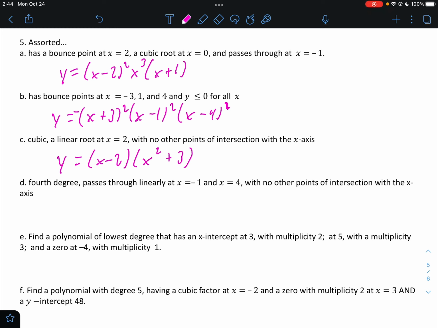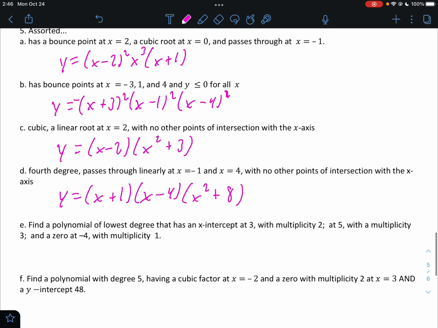D, a fourth degree, passes through at -1 and at 4, and no other points of intersection again, so we can throw another x squared plus, pick a number in there, how about 8? E, a polynomial of lowest degree that has an x-intercept at 3 with multiplicity of 2, and at 5 with multiplicity of 3, and a zero at -4 with multiplicity of 1.